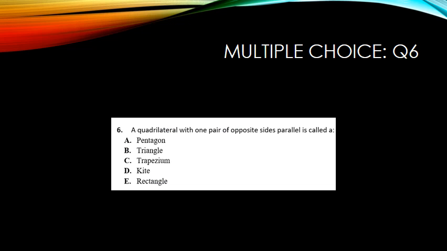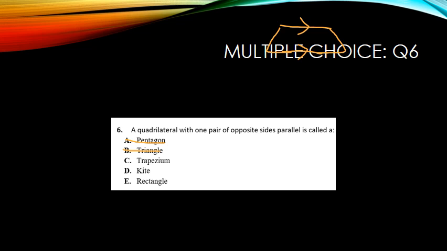So a quadrilateral, so a 4-sided shape with one pair of opposite sides parallel, so it has to have one pair of sides parallel, is called a, well, it can't be a pentagon, that has 5 sides, so let's cross it out. Triangle only has 3. What else? Okay, so they're the ones without 4 sides. So now a trapezium, well, a trapezium looks something like this, and it does have 2 sides parallel, and those sides are opposite each other. So it might be that one.